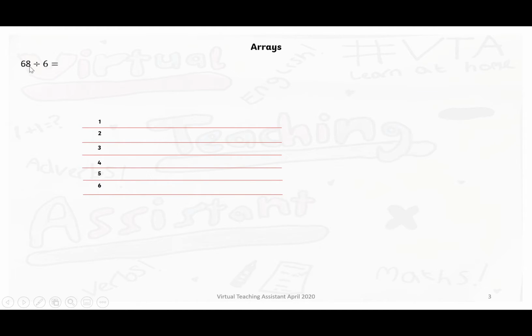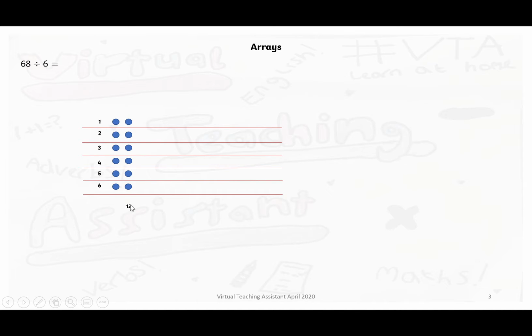I've got 68 divided by 6 here. So how I'm going to do this in an array is I have got 6 separate rows here. I'm going to share the 68 pieces between these 6, okay? I'm just going to do it simply like this, okay? So 1, 2, 3, 4, 5, 6, 7, 8, 9, 10, 11, 12.